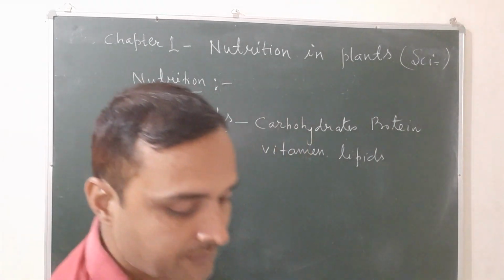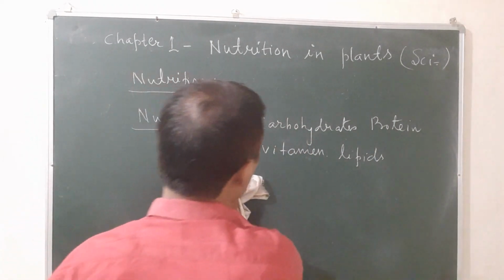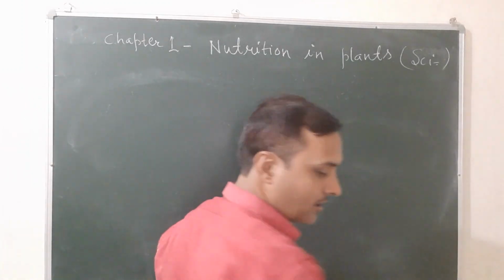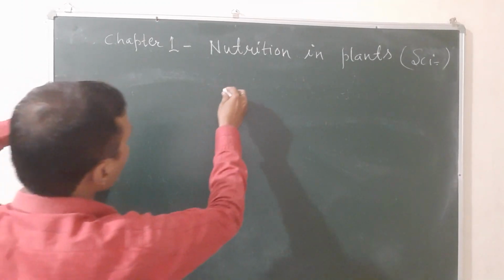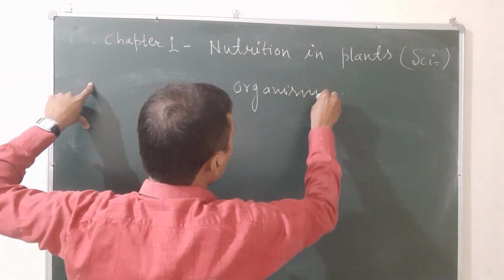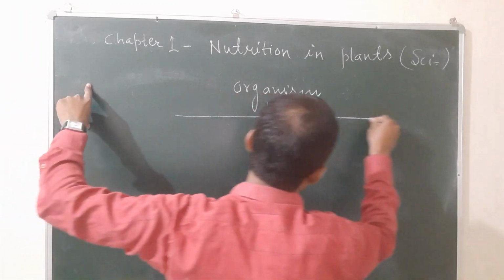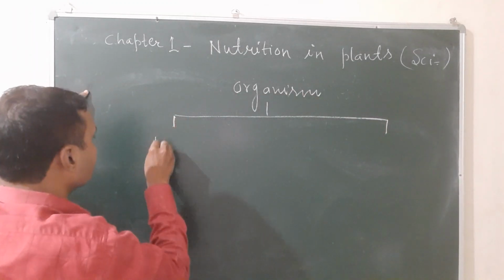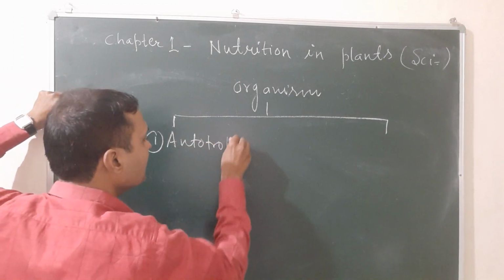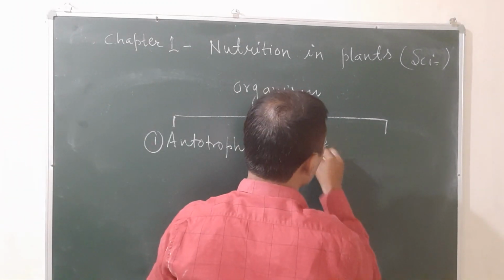Now let us see what we mean by the terms autotrophs and heterotrophs, and then modes of nutrition. There are two types of organisms on the basis of mode of nutrition. The first one is known as the autotrophs, and the second one is known as the heterotrophs.